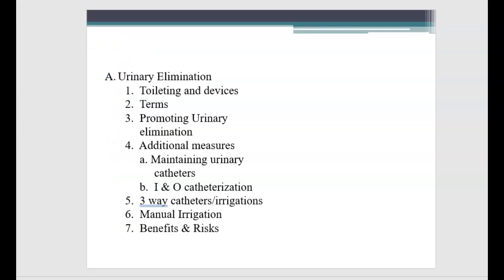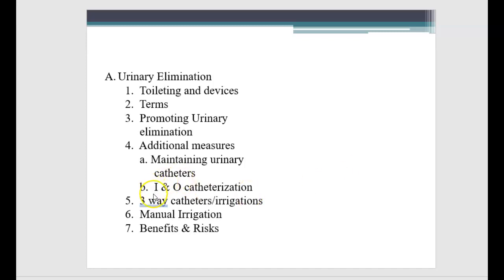So what are we doing in fundamentals, and what are we learning? We're learning urinary elimination, and we're learning all 7 of these. Please know that they all are important. We already went over the terms. We did go over the instructions last week, but I will show you a couple of pictures just to bring you back up to par.